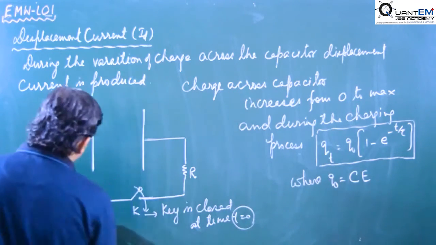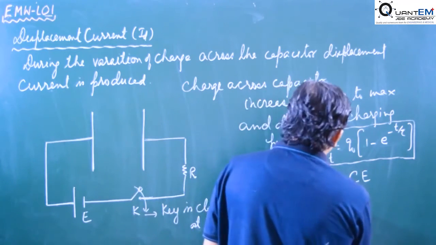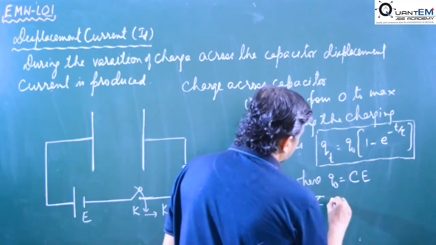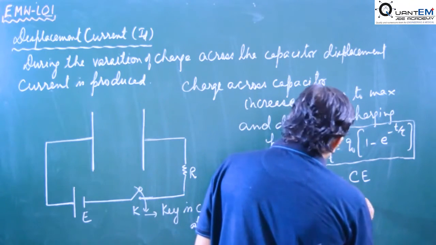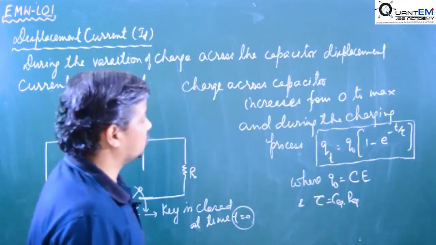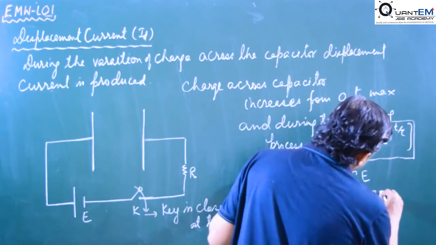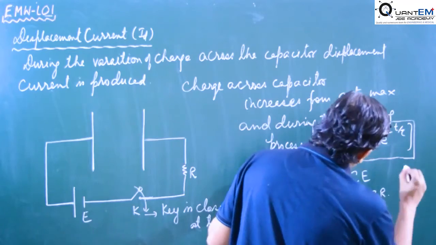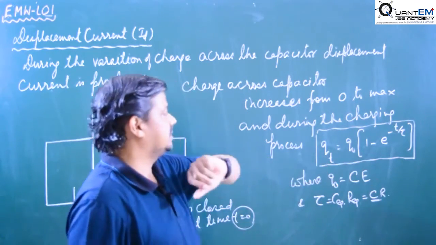Suppose supplied EMF here is what? E. And what is tau? Tau is time constant, that is equal to C equivalent into R equivalent. ये सर्किट को थेवेनाइज करके जो है बताया था मैंने, हाउ टू फाइंड द टाइम कांस्टेंट. ठीक है, so it is here 1C and 1R we have. Okay, so this one is the charge across capacitor at any time t during the charging process.